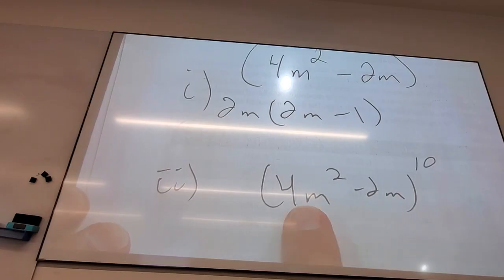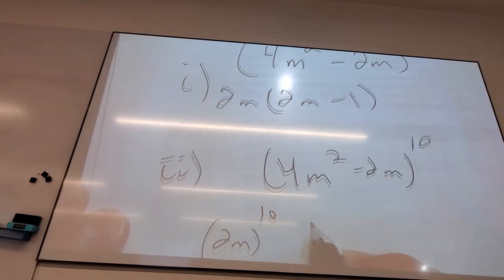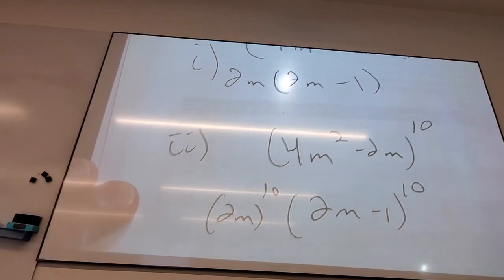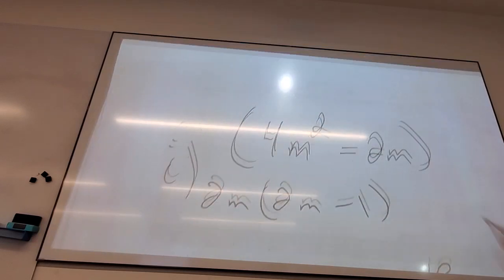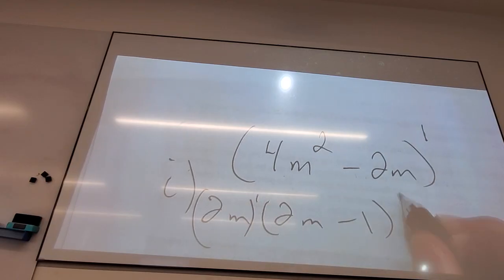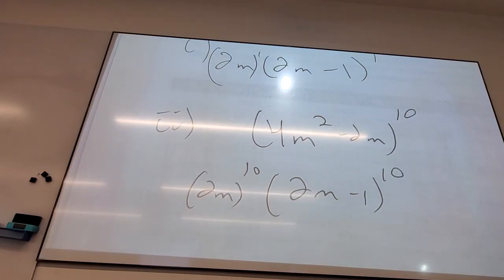You can still take 2m out, but how many times do you do it? What comes out? 2m to the 10th, and you're left with 2m minus 1, you're left with 10 of these. Look at this. Isn't this our first power? So isn't this one of these and one of these? If I put a 10, it's 10 of these and 10 of these. Whoop-de-doo. So that was the other level of that problem.